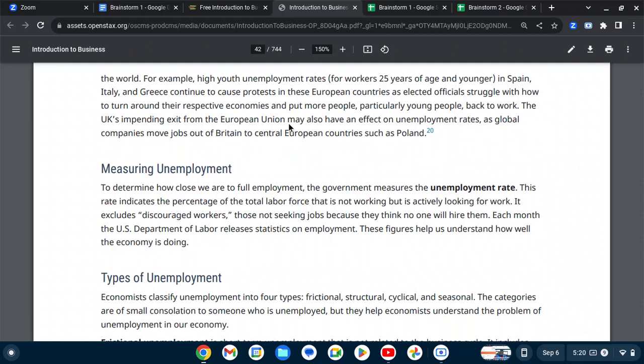This rate indicates the percent of the total labor force that is not working but is actively looking for work. It excludes discouraged workers, those not seeking jobs because they think no one will hire them. Each month, the U.S. Department of Labor releases statistics on unemployment. These figures help us understand how well the economy is doing.